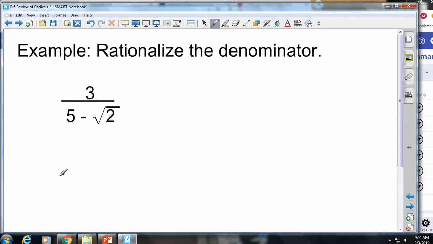Let's do another one of those. So what do I need to multiply by?